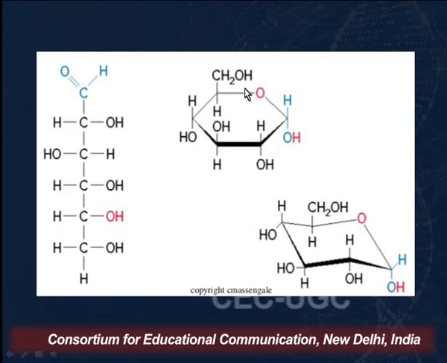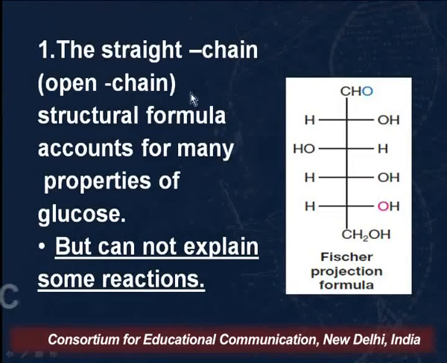Next, a better representation of Haworth is that we can represent it in the conformation form, that is, we represent it in the non-planar form. So when we talk of the Fischer projection formula, we find that it is able to explain many properties of glucose. That is, it is able to explain that glucose has an aldehyde group, that glucose has 5 hydroxyl groups, and it also represents that glucose is a straight chain molecule.